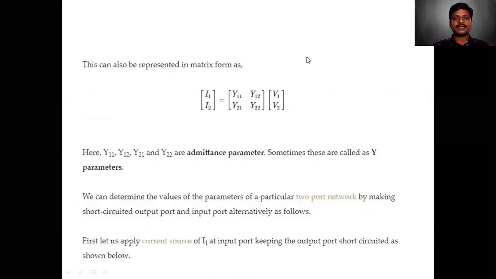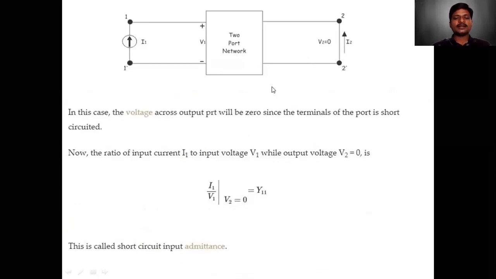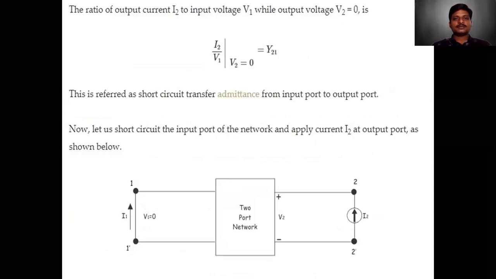So we have taken a two-port network and we have short circuited the output port, which makes V2 0. Therefore, we can find Y11. Similarly, you can find Y21. And in order to find the other two Y parameters, that is Y12 and Y22, you have to short circuit the input port.